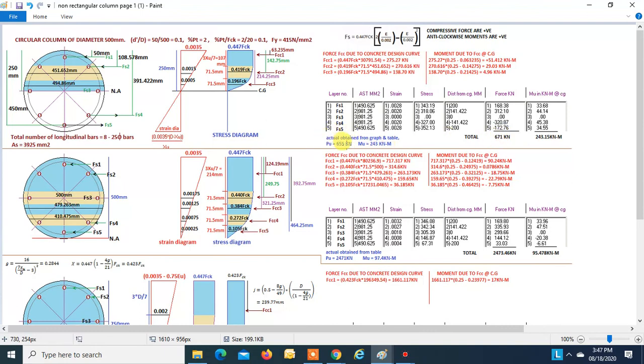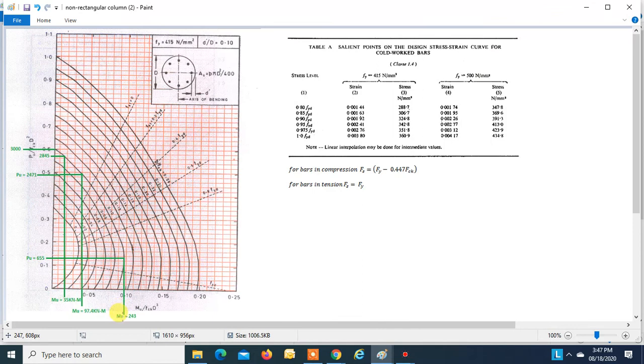Now let's check this on the PM interaction diagram given in SP16. Mu is 243. We are taking this graph, that is pt by fck is 0.1. You get the corresponding P. You can check.